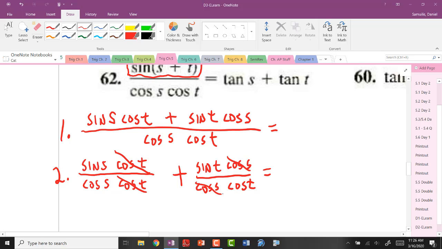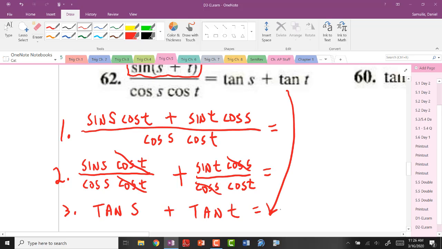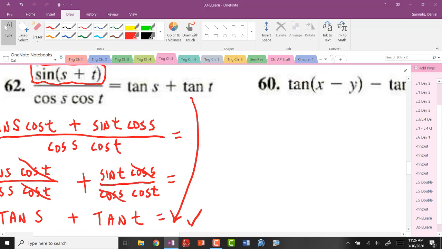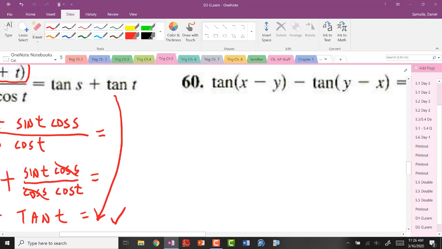Boom, boom, nice. So what's sine of s over cosine of s? Well, by golly, I think that's tan of s by definition. Plus, and then what's sine of t over cosine t? Well, by golly, that's tan of t. And when I look at the right side, that's exactly what the right side is. Check, baby. 1, 2, 3. Done.